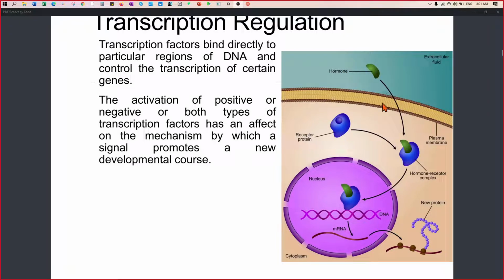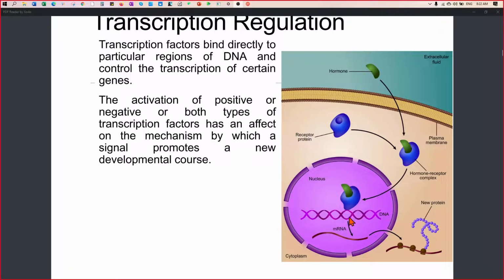So you have your signals here, and then you have your receptor protein. Now look at this example: the receptor protein is not embedded in the plasma membrane. It's actually in the cytoplasm, in the cytosol. So the hormone needs to get into the cell first. Once it is inside the cell, it will bind with the receptor protein. Then this hormone receptor complex will get into the nucleus and bind to the transcription factors to cause some genes to be expressed, first in the form of mRNA.